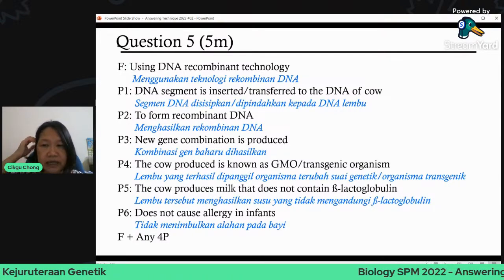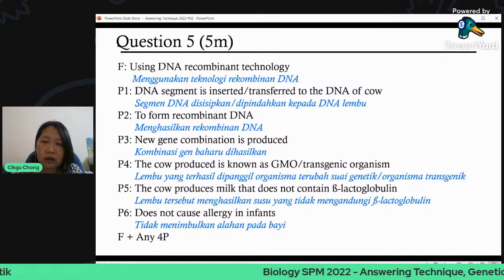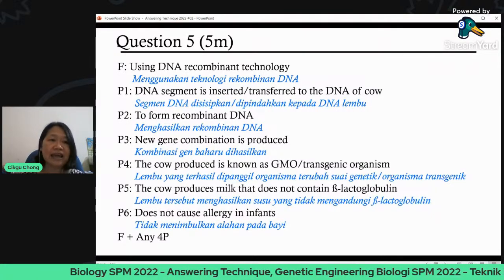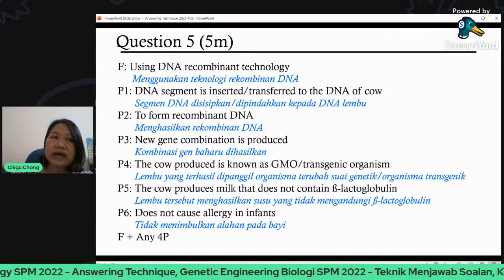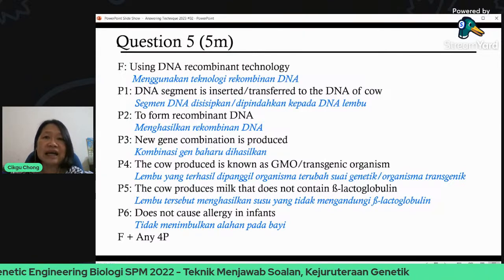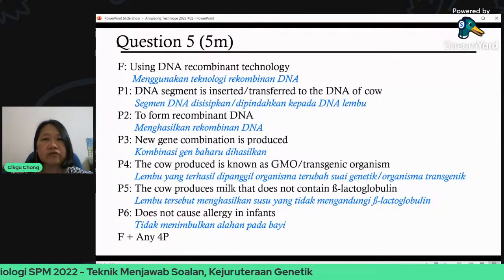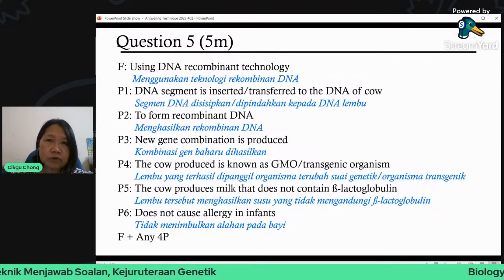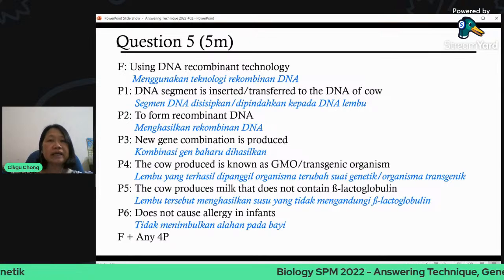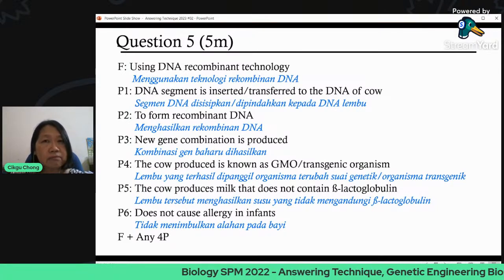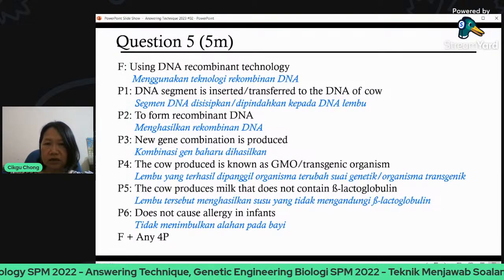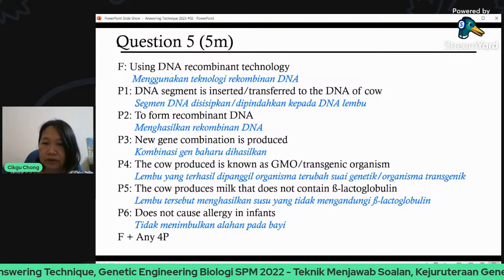Yes. You don't replicate it like insulin, because insulin is you make it a lot. Okay, but this one, you just want to make the breed of the cow that can produce the milk that doesn't have lactoglobulin. You don't need to replicate. Of course, you have to produce the cow. The cow comes from the embryo. Right? You have to make the embryo. You implant the embryo back into the uterus. Lepas tu bagilah peluang itu embryo tu berkembang menjadi anak lembu. Okay, lepas itu barulah you akan dapat anak lembu itu. Okay, alright.